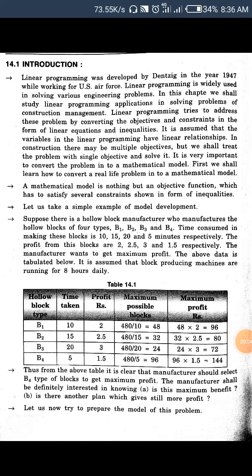Hello students, today we start a new chapter number 12, linear programming, of the construction management subject. So first we discuss the introduction to linear programming.